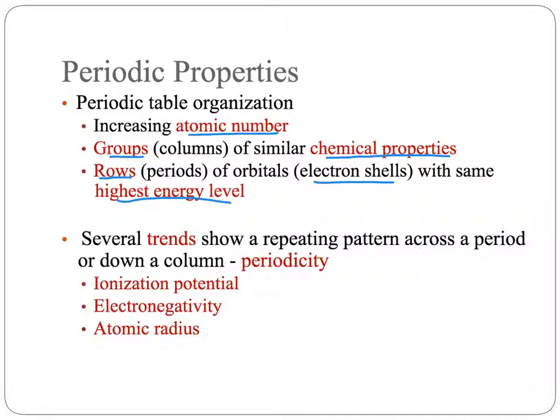So this general organization can also be elaborated to look at some particular trends that repeat their way across a period or down a column. And this repeating nature is called a periodicity. That's part of the reason we have this periodic table. We're going to talk about ionization potential, electronegativity, and the radius of neutral atoms and ions.